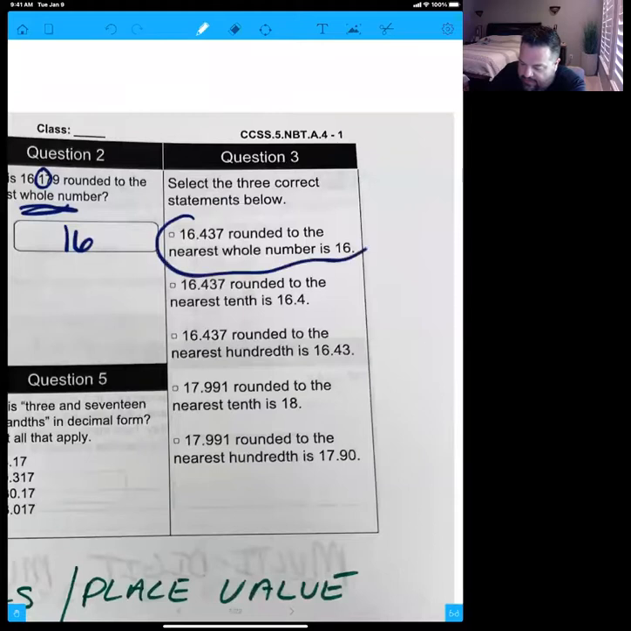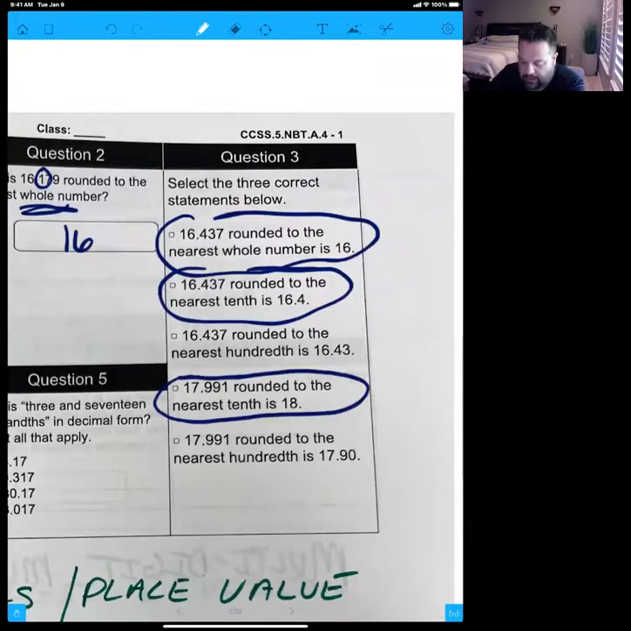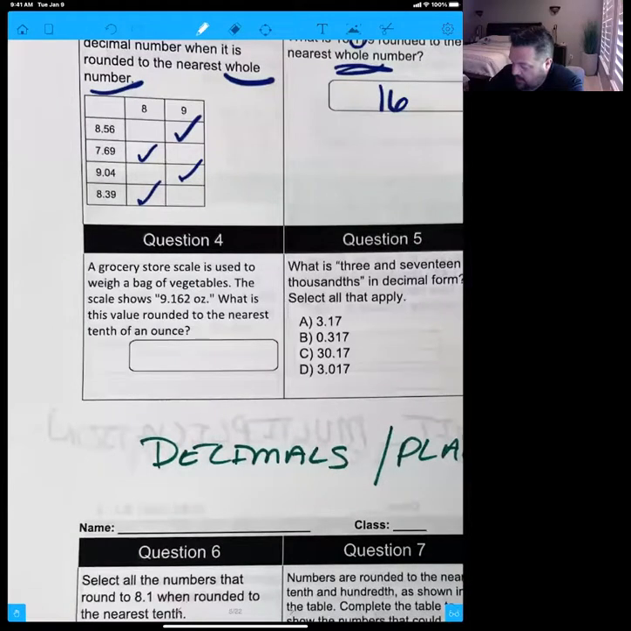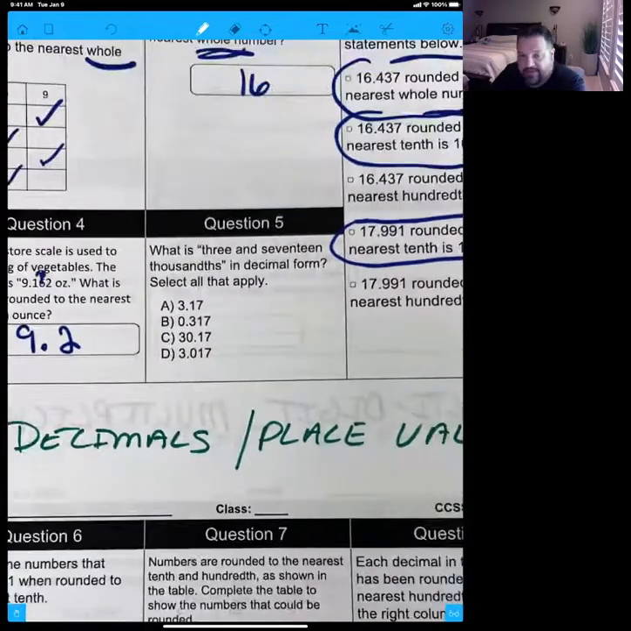You should have gotten the first one, the second one, and the fourth one. Go ahead and do number 4. Nearest tenth. So you'd have to look at the hundredth, and that 6 is going to make this 1 go to a 2, and then the rest stays the same. You should have got 9.2. Go ahead and do number 5.